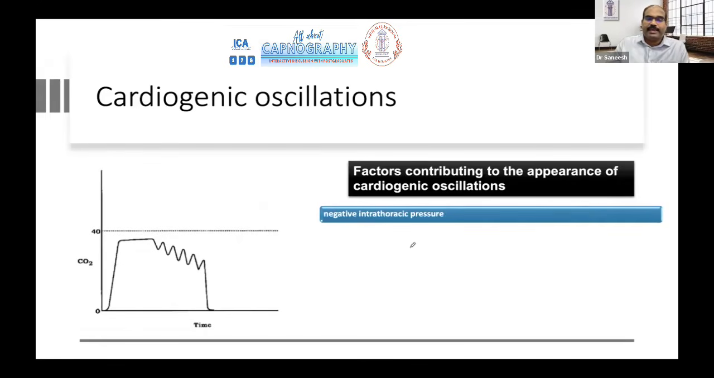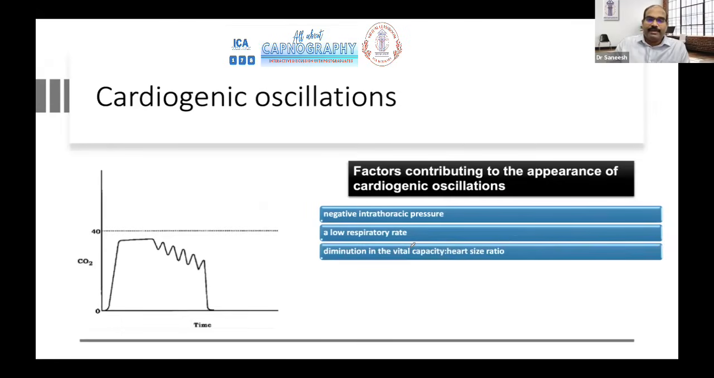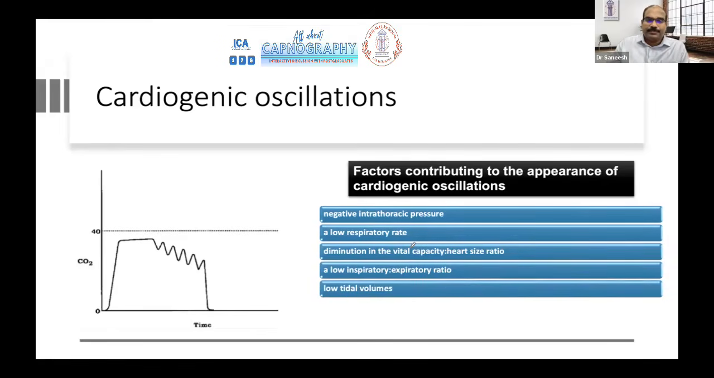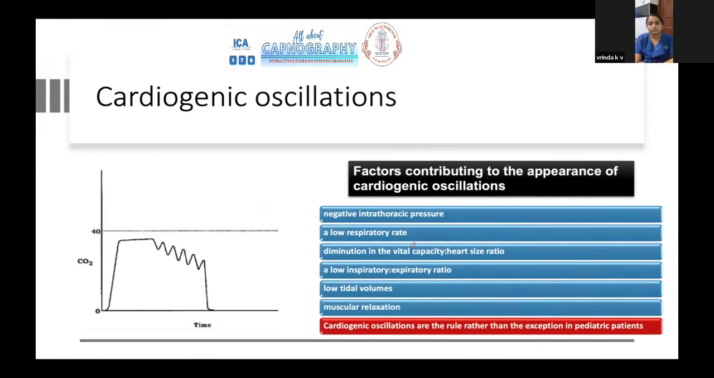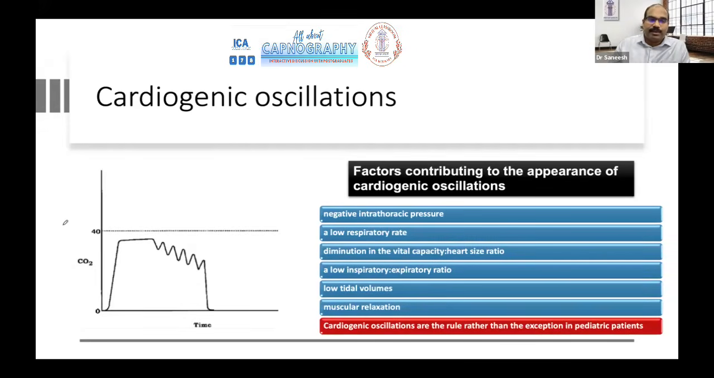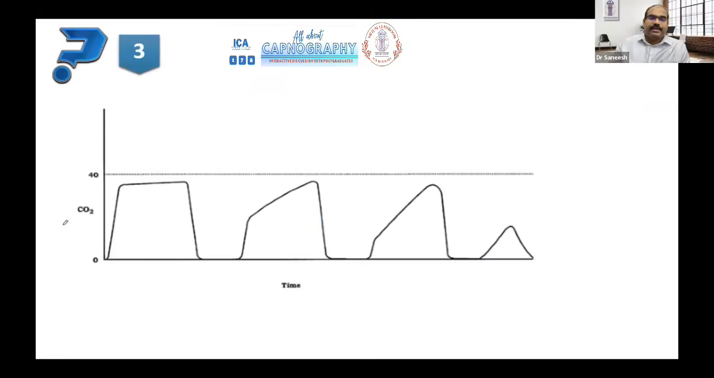So these are the factors: negative intrathoracic pressure, a low respiratory rate, and a diminished vital capacity to heart size ratio, as Dr. Deepak has mentioned. With a low ratio, you can also get cardiogenic oscillations, and when you are ventilating with low tidal volumes. It is more of a rule than an exception in pediatric patients, especially neonates and infants, so it is very commonly seen.